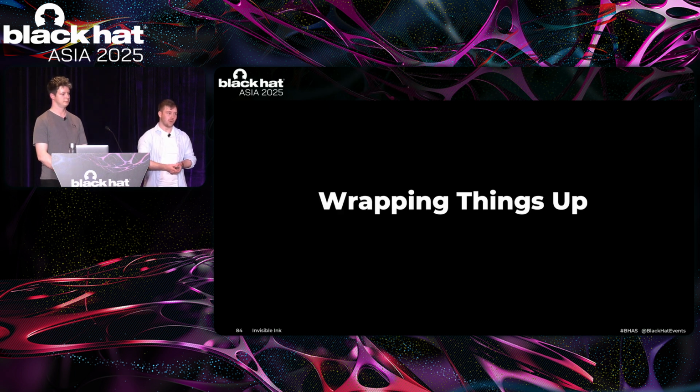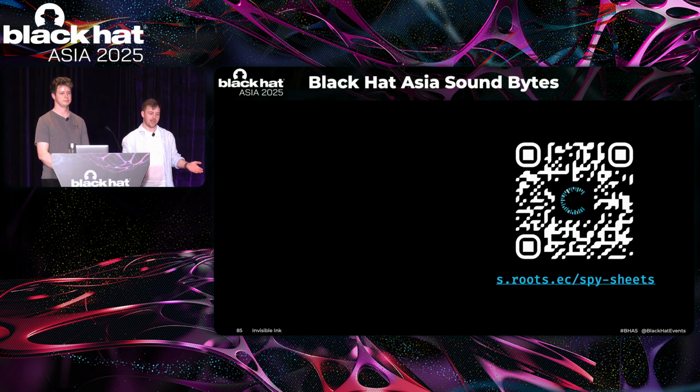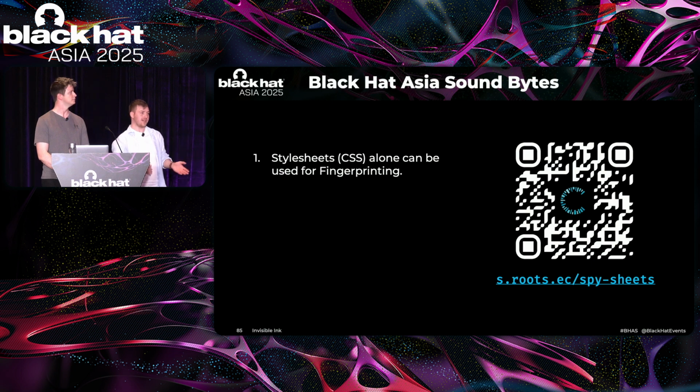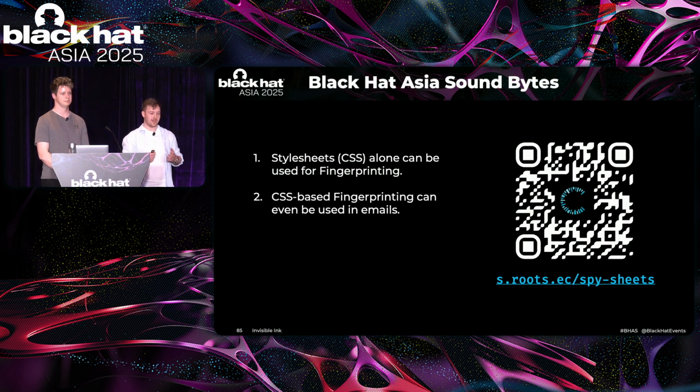Okay, and with that, we are wrapping things up. So what we talked about today were that, on the one hand, style sheets alone can be used for very advanced fingerprinting and can largely replace the capabilities of JavaScript-based fingerprinting. CSS-based fingerprinting, since we're no longer using JavaScript, can also be used in emails, which allows us to build some interesting primitives. And this email fingerprinting is at least difficult to mitigate since there is no single entity that is controlling everything that is going on inside of email clients. And with that, we thank you for your attention, and we are open for questions.